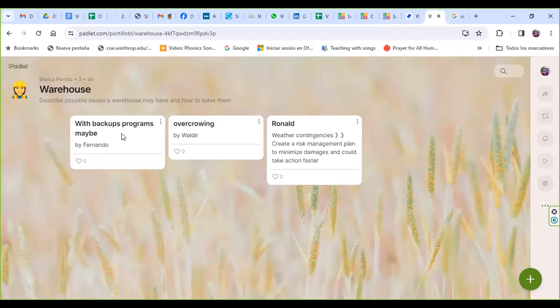Can you describe what the problem could be, exactly what the risk could be? Okay, the weather contingencies: create a risk management plan to minimize damages and take action faster. Yeah, that sounds more accurate. Yes, overcrowding. Okay, how can overcrowding be addressed? How could this be managed? I just have three participants writing. How can that be possible? How can this issue be addressed as well?